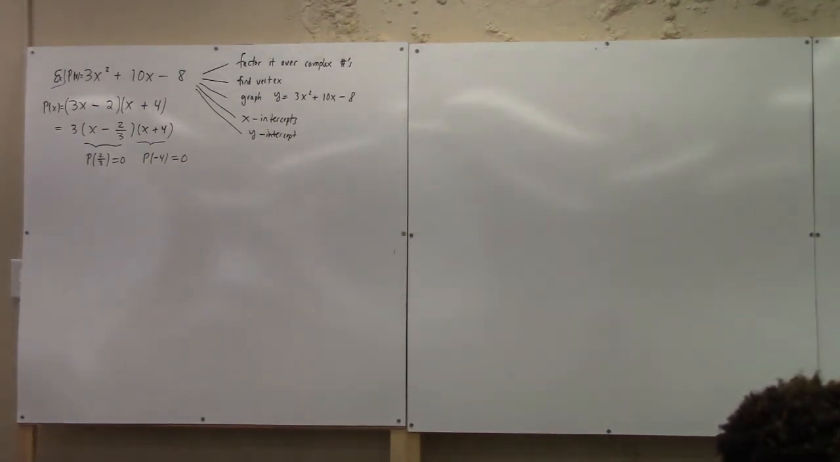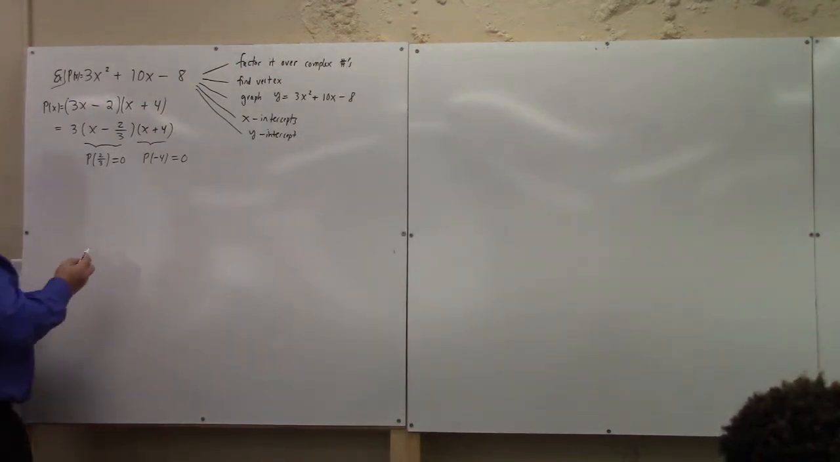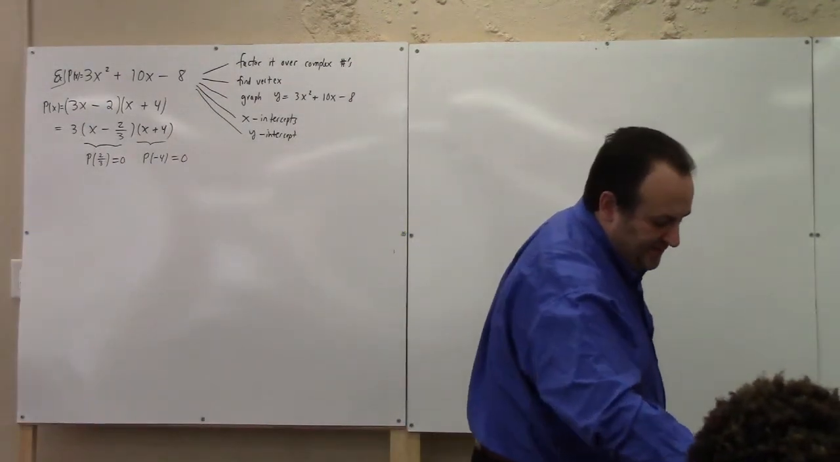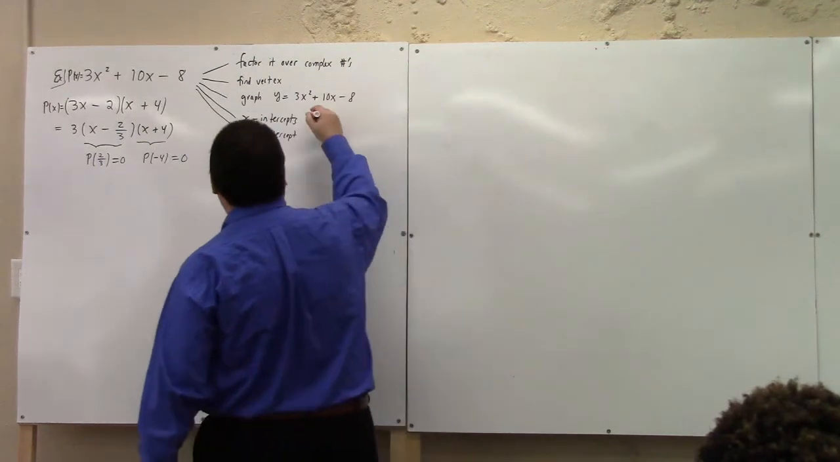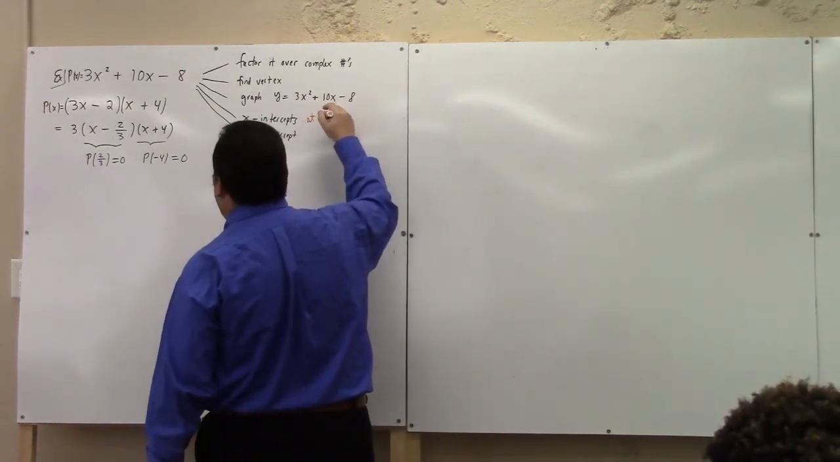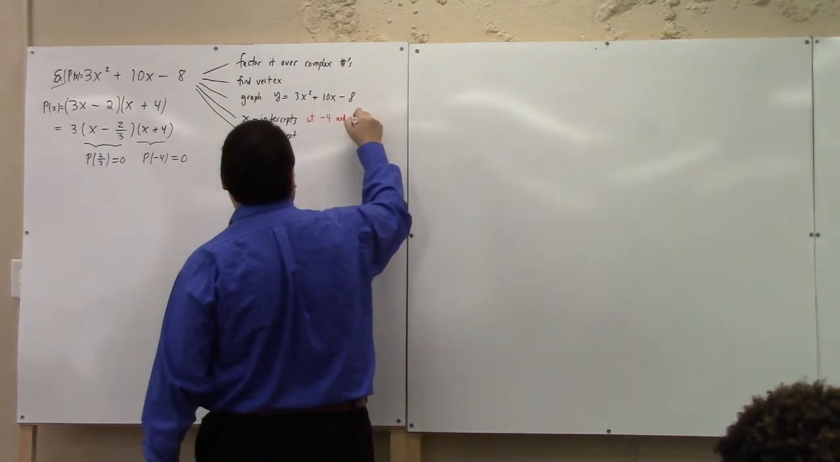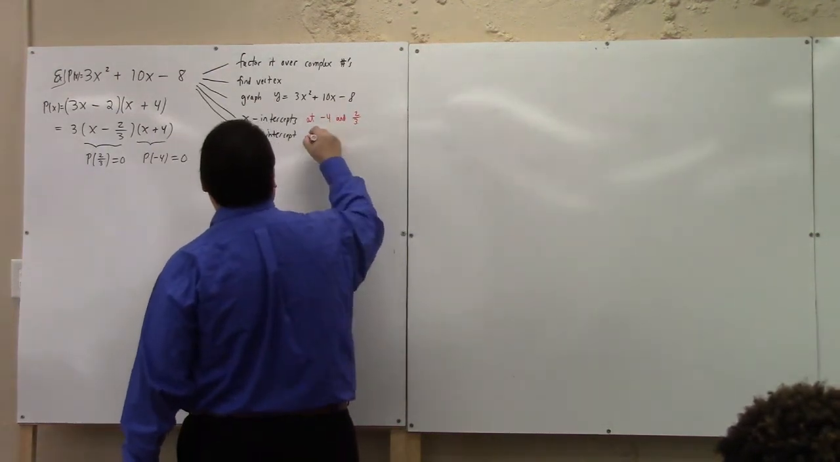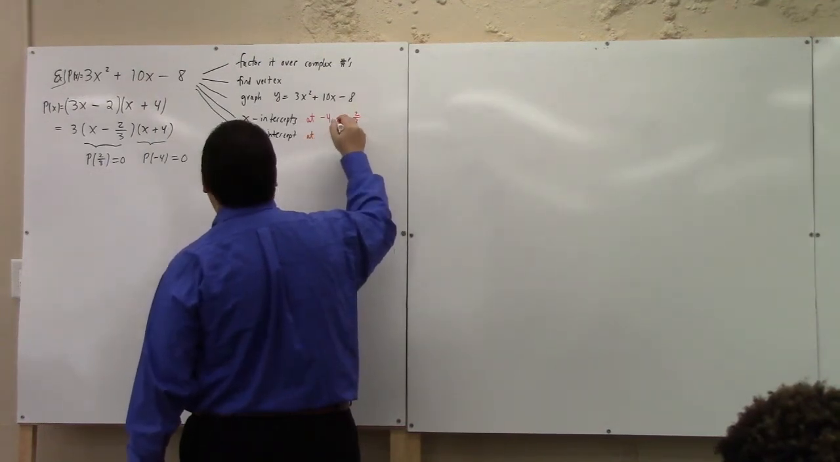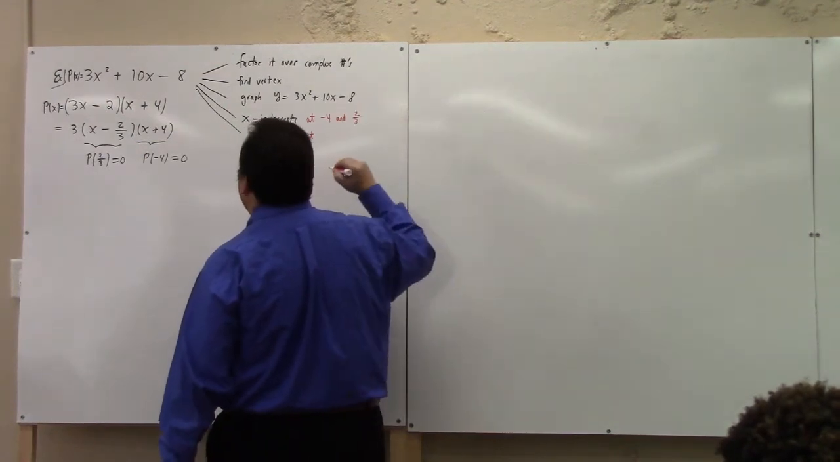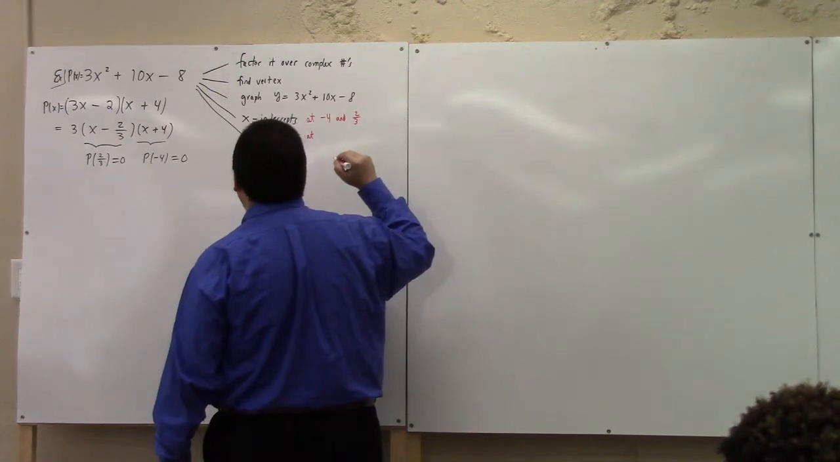Where's the vertex? I'll list our accomplishments up here. So we know x-intercepts at minus 4 and 2/3. How about the y-intercept? Somebody tell me what that is. I'll put this one as a point. Well, at where? Where's the y-intercept?